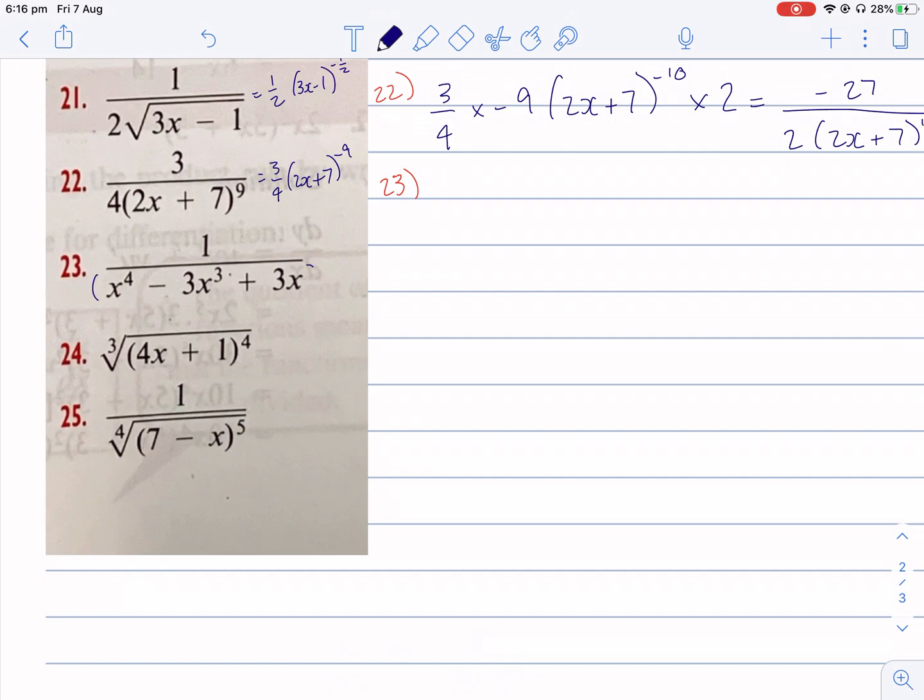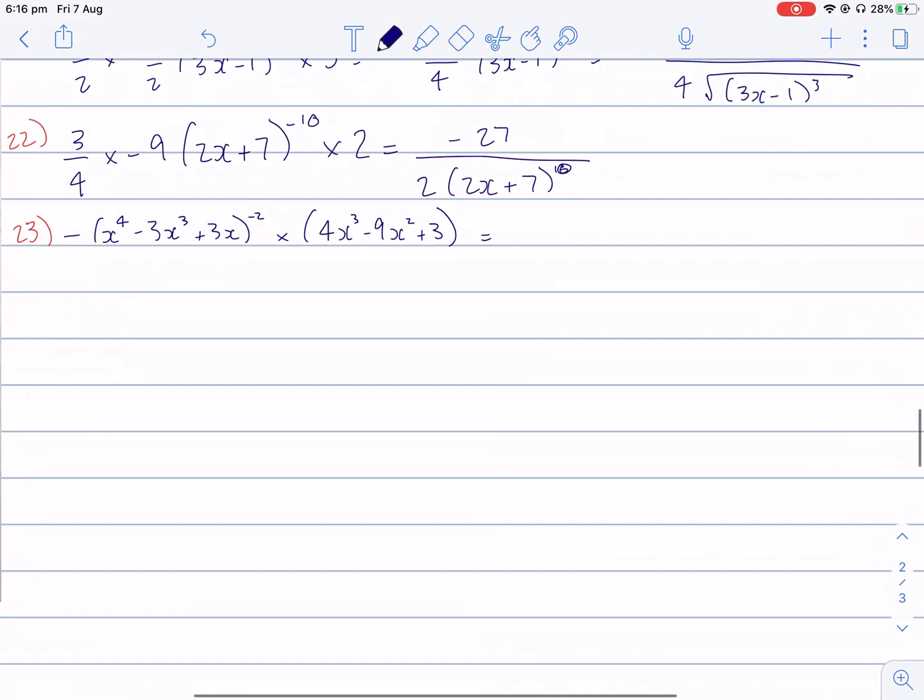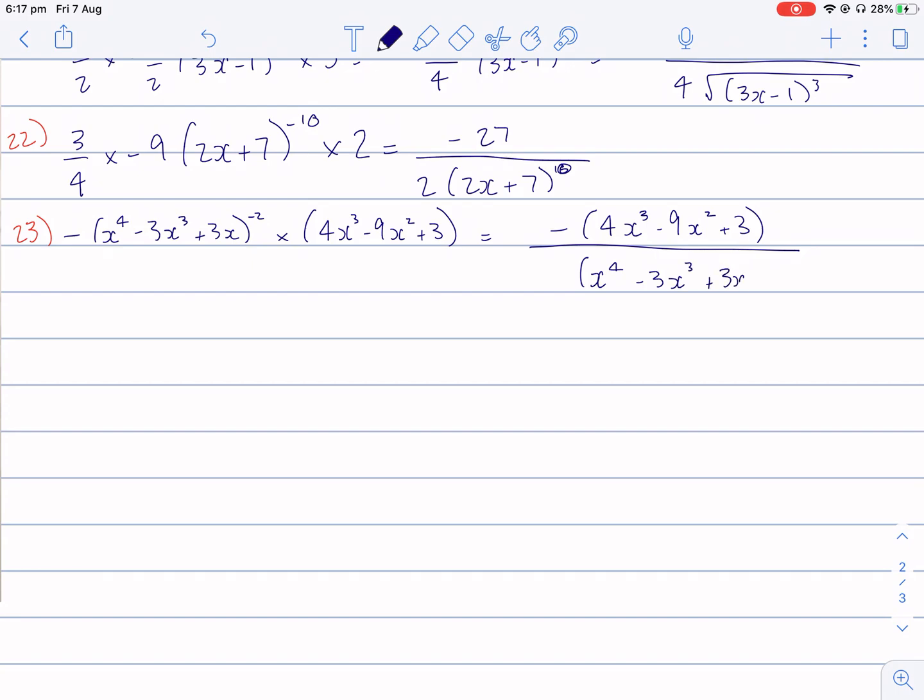So that's this whole thing to the minus 1, yeah? So we've got negative, that whole thing, x to the 4, take 3x cubed plus 3x to the minus 2 times the derivative of the inside, which is 4x cubed, take 9x squared plus 3, which means we've got negative, that whole thing, cubed, take 9x squared plus 3 over x to the 4, take 3x cubed plus 3x squared.